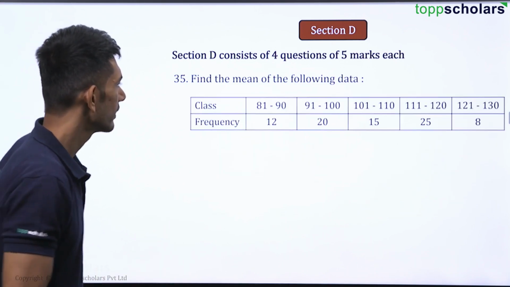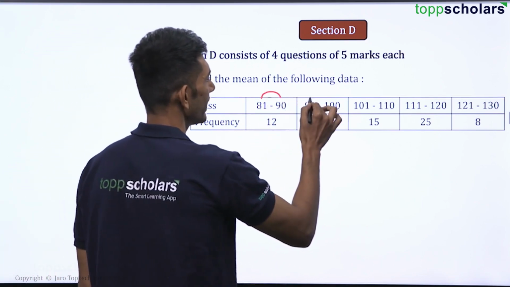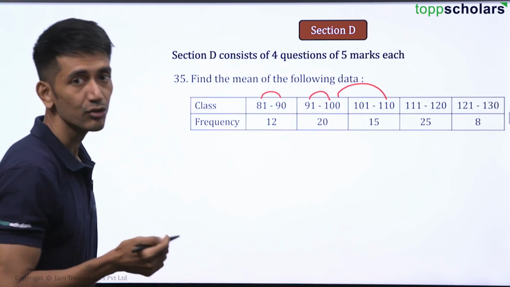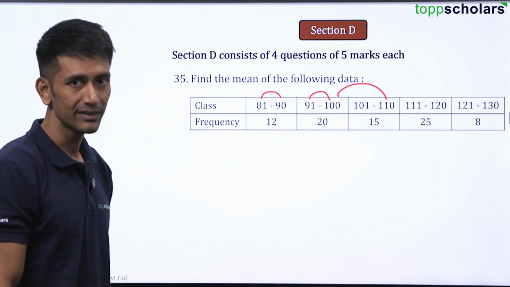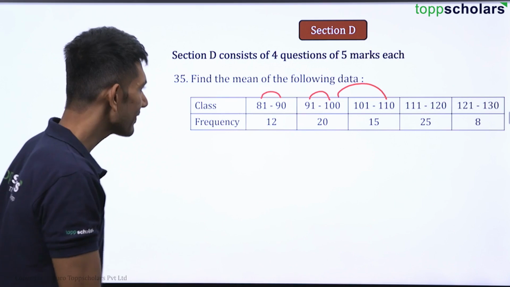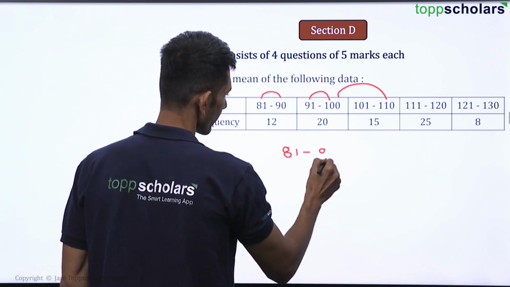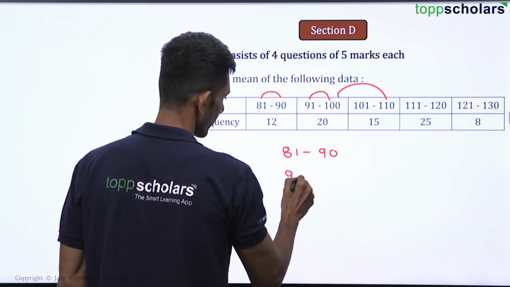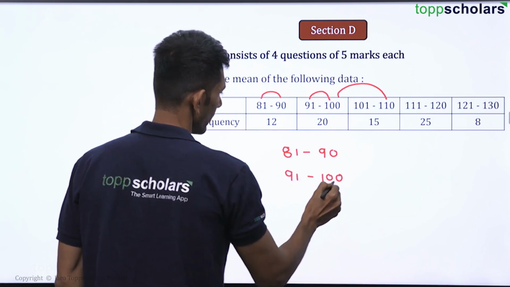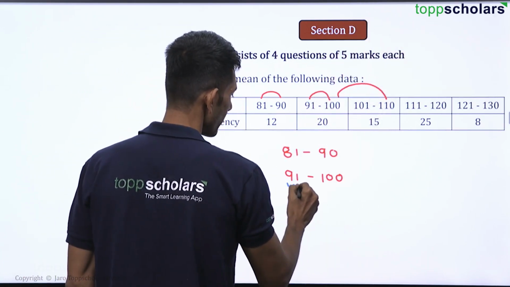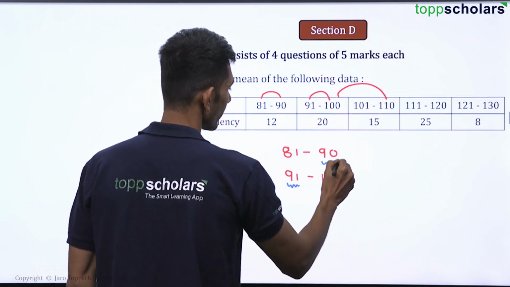See, understand. This is 81 to 90, 91 to 100, 101 to 110. That means the class intervals are not continuous. So we have to make them continuous. So whenever we have something like this, firstly, you find out the difference between the lower limit of the next class and the upper limit of the previous class.